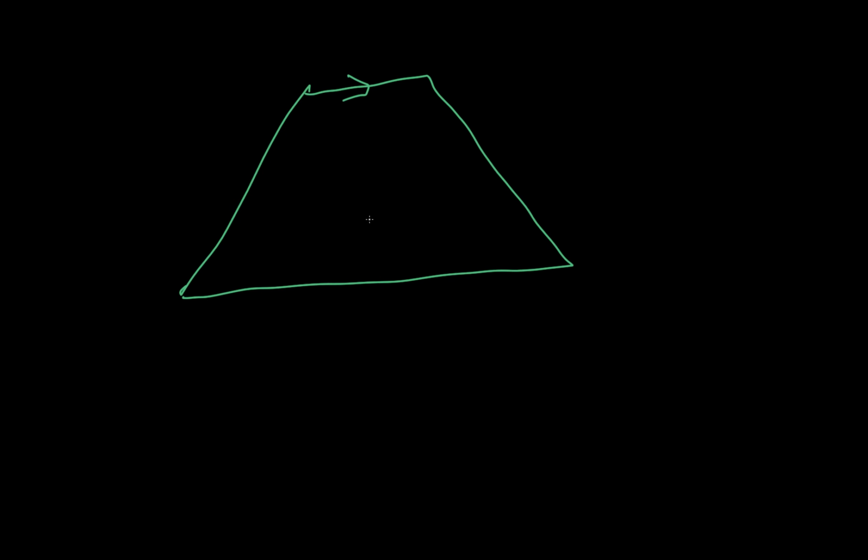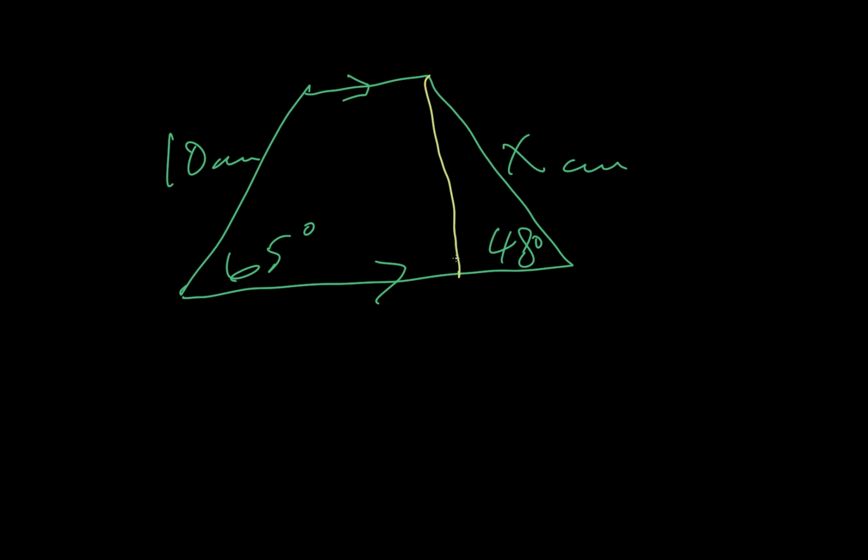Okay, it just wants us to find x for this figure. These are marked as being parallel. That's what those little arrows mean. Then we have x centimeters right here, 48 degrees right here, 65 degrees right here, and 10 centimeters right there. Okay, so since those lines are parallel, we can drop these down and make them perpendicular.